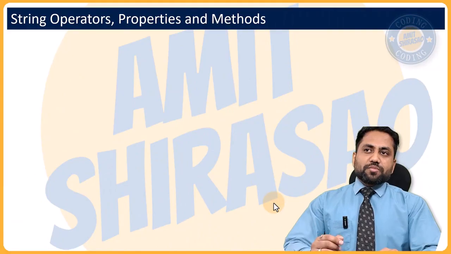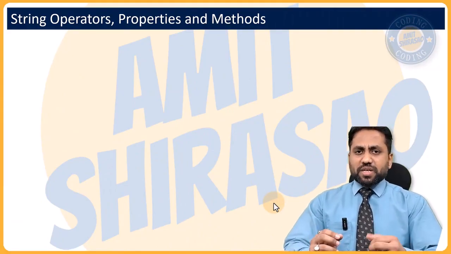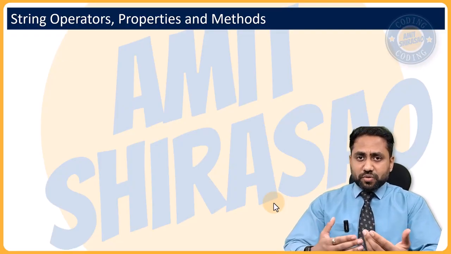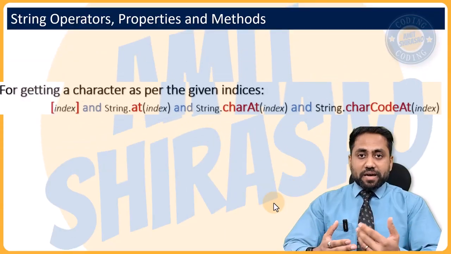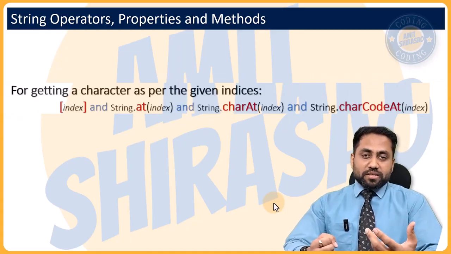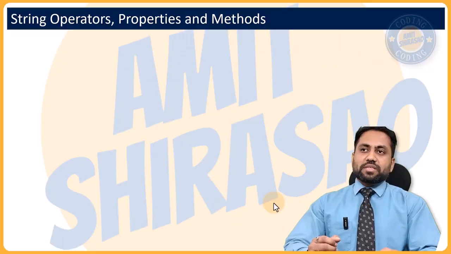I've summarized the string operators, properties, and methods on this slide, and it is pretty difficult for many people to understand them, or many of them are really confusing. For example, charAt or charCodeAt, how do you know what the difference is? So I've tried to summarize everything in one slide.